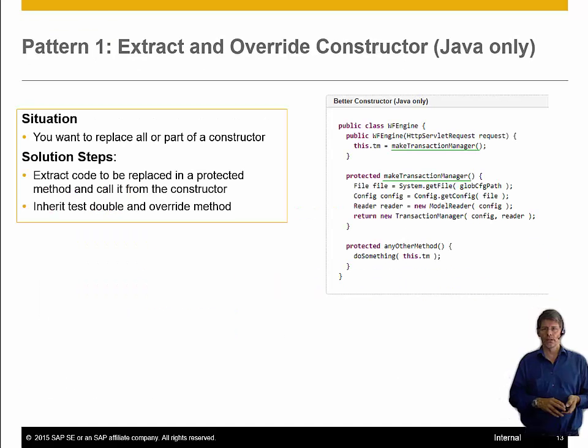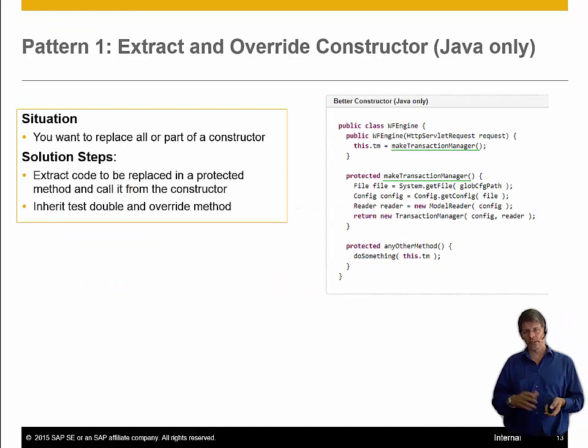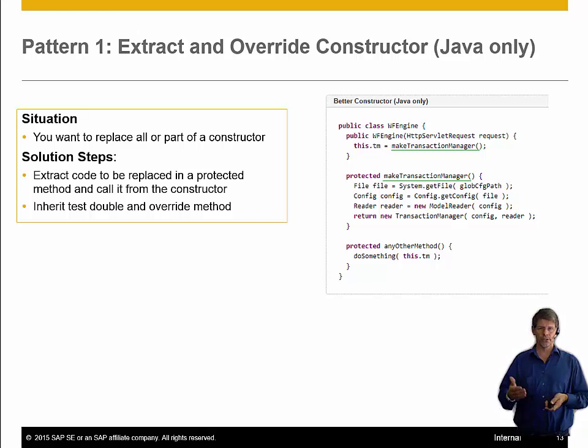Well, so I have a situation I want to replace, I want to just abstract it a little bit, and it's called extract and override constructor. So I have a constructor I have trouble with. The situation is I want to replace part or all of a constructor. And what I can do, at least in Java, is I extract the code that I want to replace into a protected method. So my test can be a subclass, and the subclass can override the protected method and do nothing, whereas the production code can actually do whatever it did before. And so I inherit the test double and override this method.